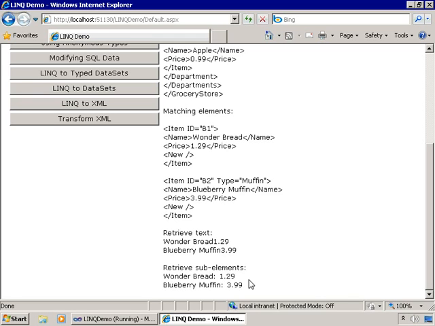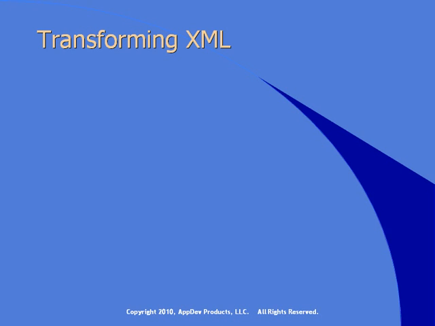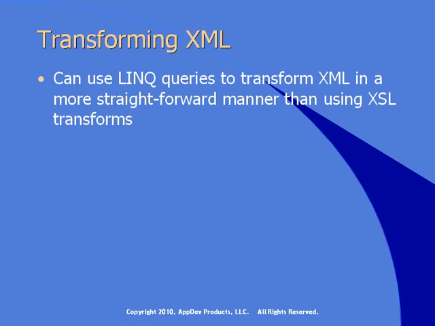So LINQ to XML provides an easy way to first create XML and then to query that XML looking for specific values. Sure, you could use XPath, but this is a lot easier. You can use LINQ queries to transform XML in a more straightforward manner than, well, anything would be more straightforward than using XSL transforms as far as I'm concerned.